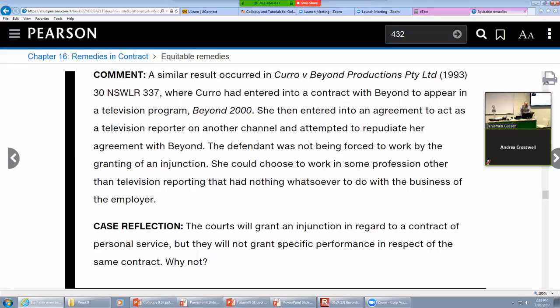Okay, so the defendant, meaning Caro, was not being forced to work by the granting of an injunction. She could choose to work in some profession other than television reporting that had nothing whatsoever to do with the business of the employer.